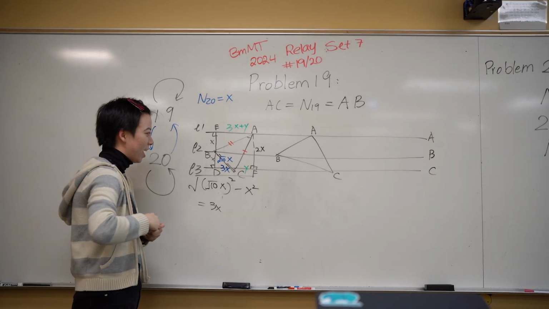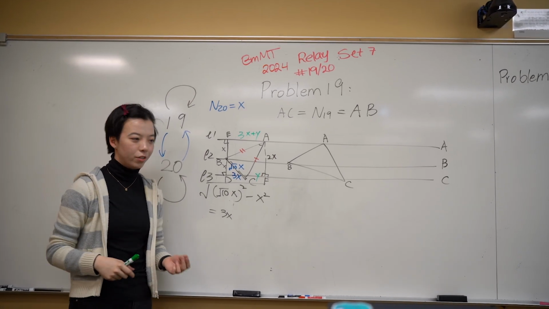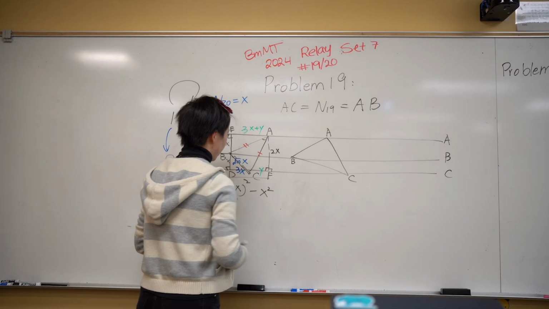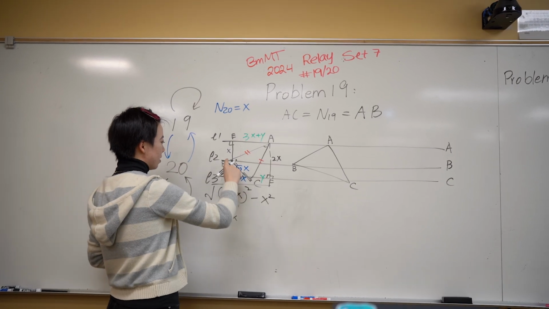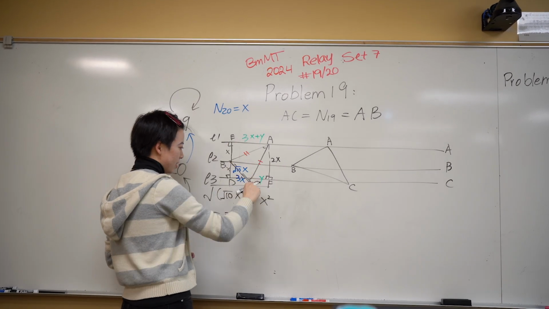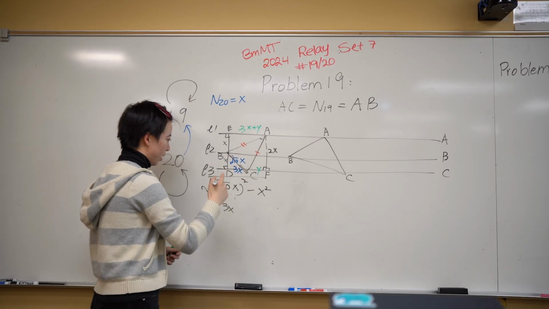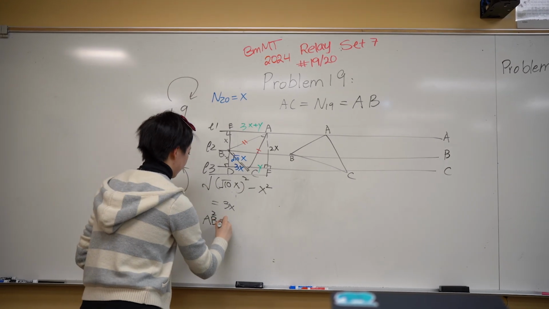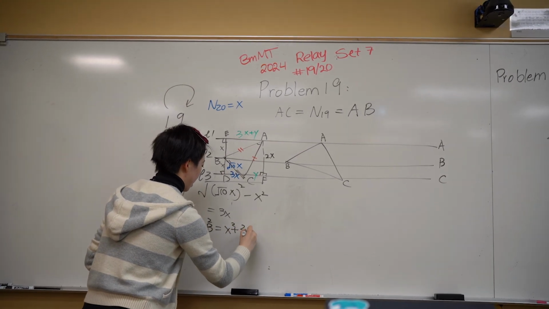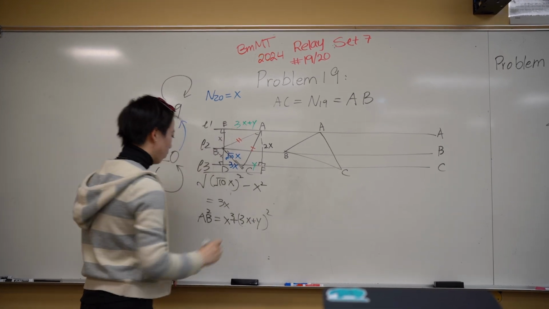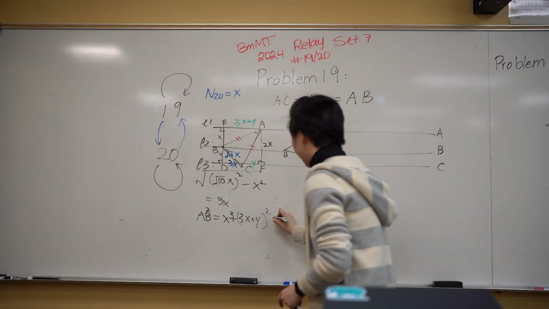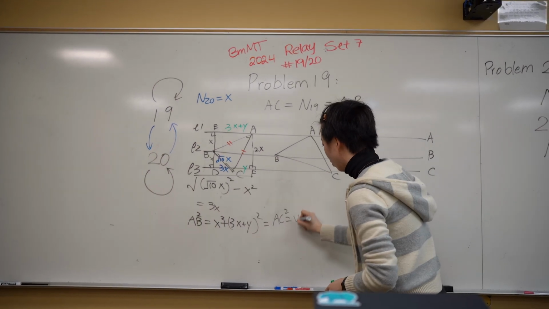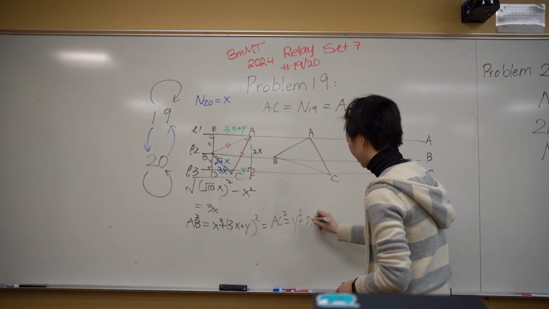Another condition we haven't fully utilized is that AB is equal to AC. By the Pythagorean theorem, AB is the hypotenuse of this right triangle, and AC is the hypotenuse of this right triangle. So let's set up the equation: AB squared is x squared plus 3x plus y squared. We also know that this is equal to AC squared, and AC squared is equal to y squared plus 2x squared.